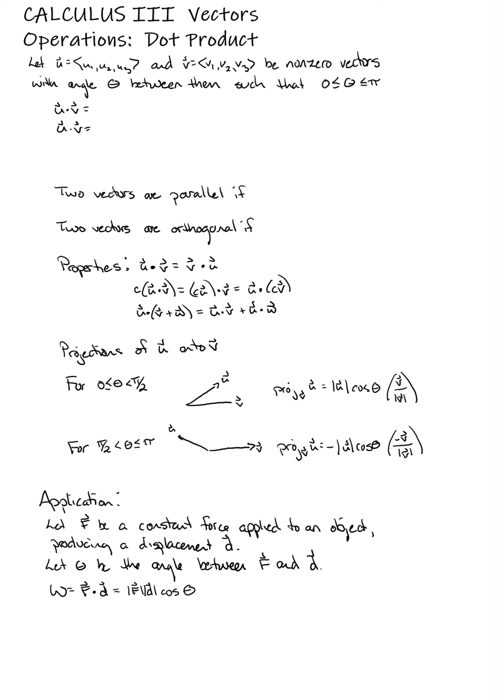We could think of it as the magnitude of u times the magnitude of v times the cosine of the angle between them. We could also look at the dot product as taking the components. You're going to take the product of the first components plus the product of the second components plus the product of the third components, if there are third components.